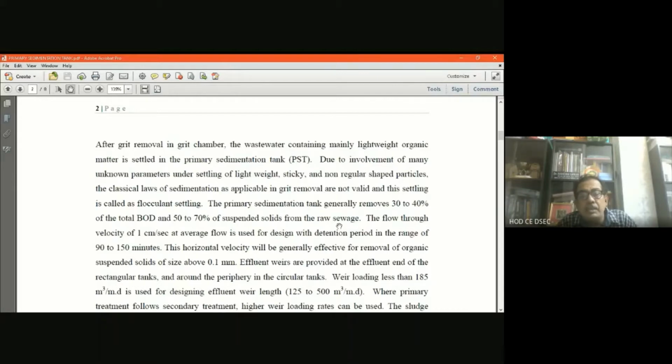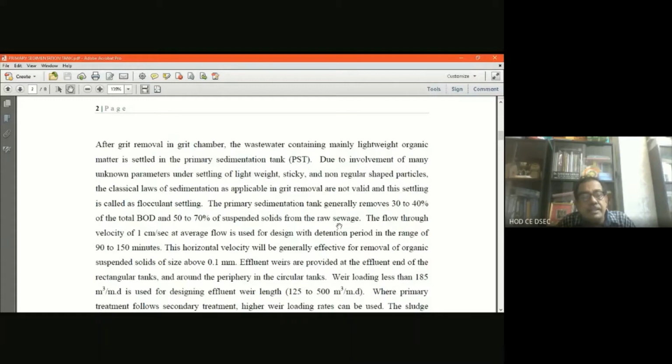So what is to be done? Actually, this primary sedimentation tank is used for the treatment of wastewater for removing 30 to 40% of the BOD and 50 to 70% of the suspended solids in the raw sewage. And the average horizontal flow velocity is considered as 1 centimeter per second as a design parameter.